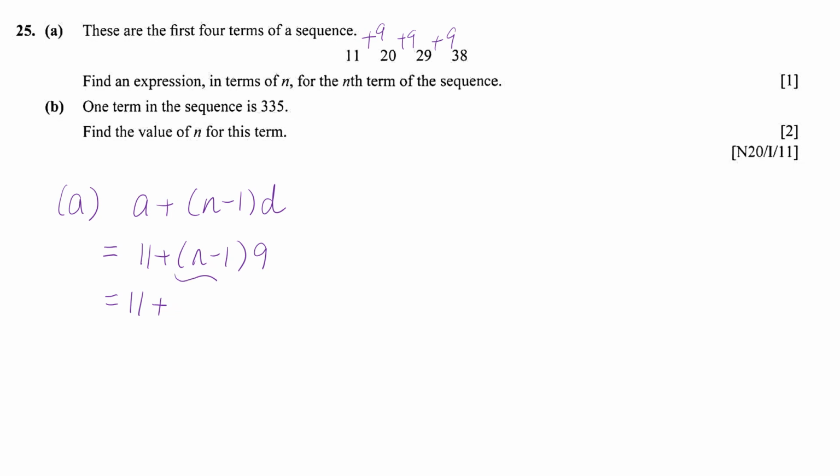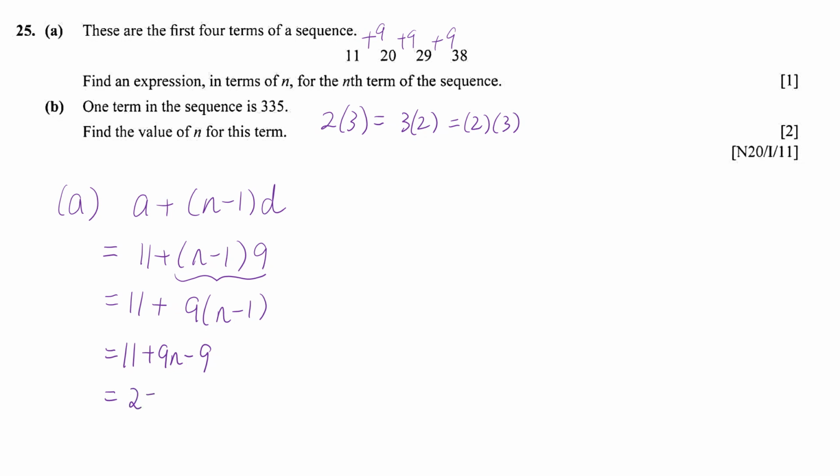If you're not comfortable doing something like this, you can just bring the 9 to the front. Because after all, 2 bracket 3 is the same as 3 bracket 2, which is the same as bracket 2 bracket 3. You will get the same answer. That will give you 11 plus 9n minus 9. So 11 minus 9 will give you 2.